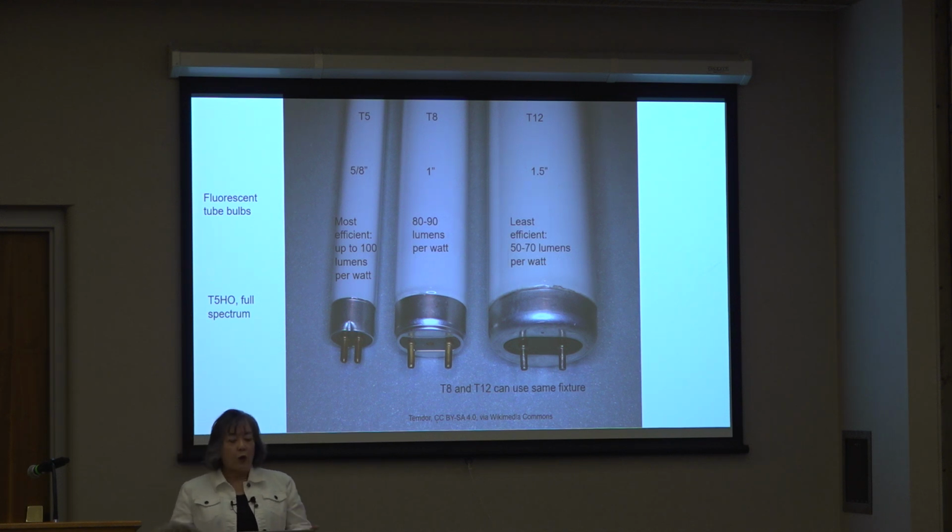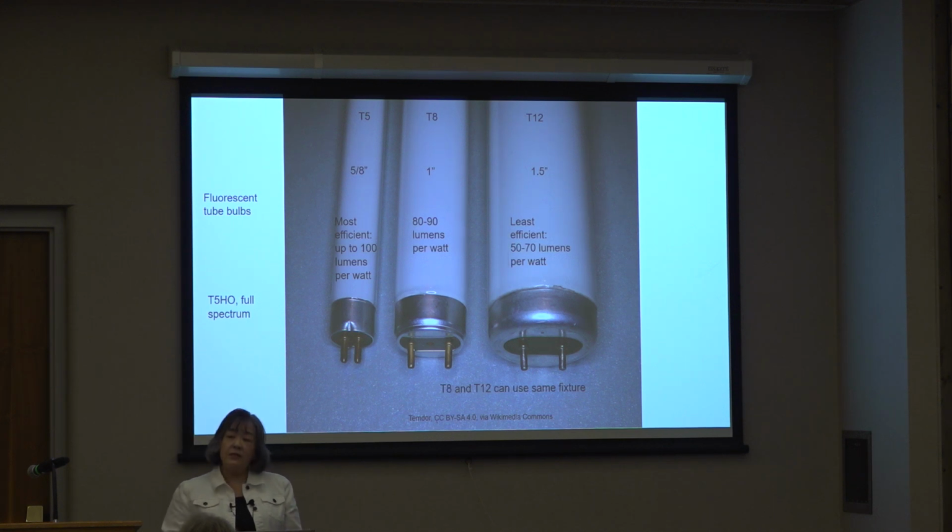T8s are more commonly used in shop lights and such, and people have been using this for plant lighting for a long time. That's got a diameter of 1 inch, and it's got 80 to 90 lumens per watt. So that was a great leap over the T12s. Now we have the T5s. The T5s are thinner and more efficient, producing up to 100 lumens per watt.